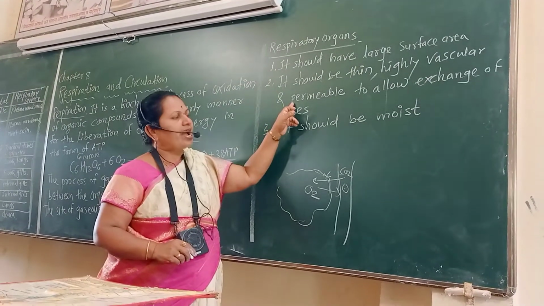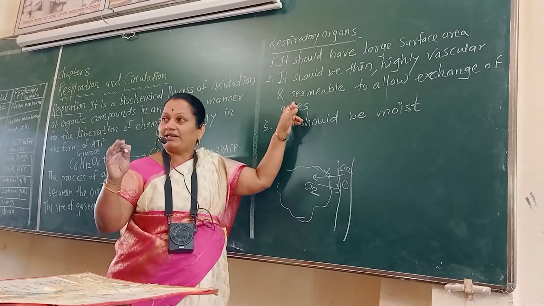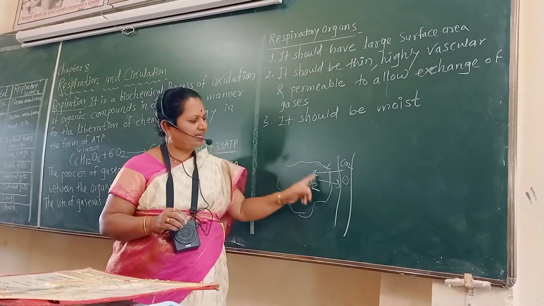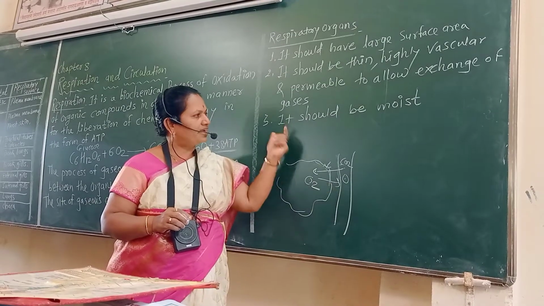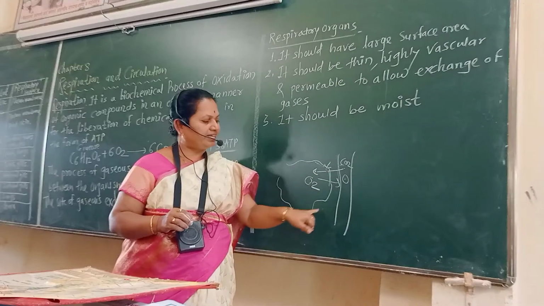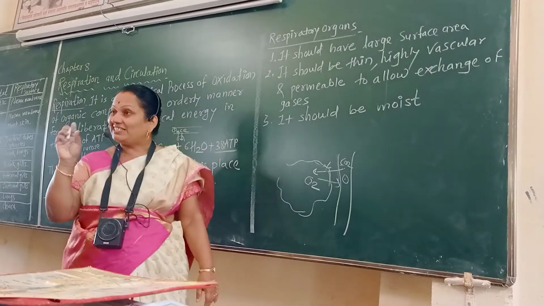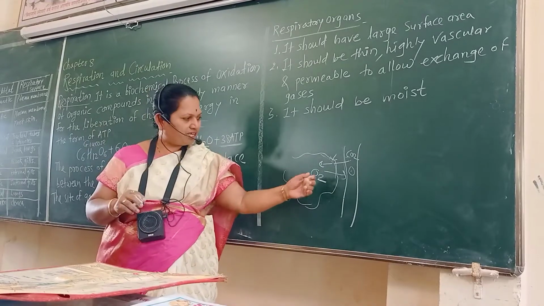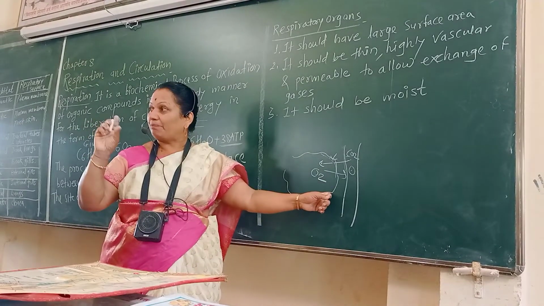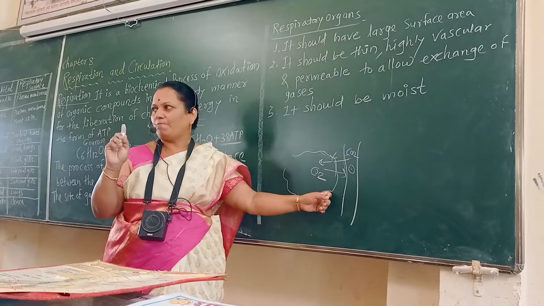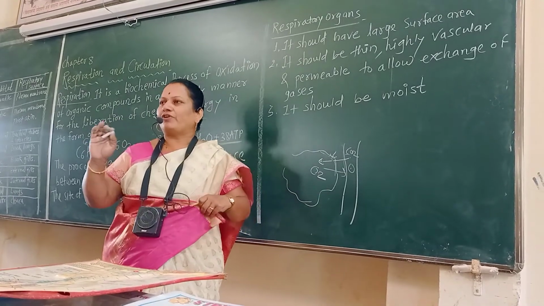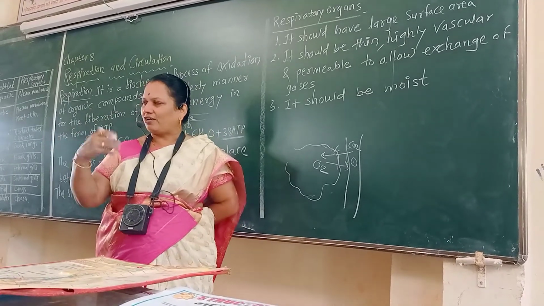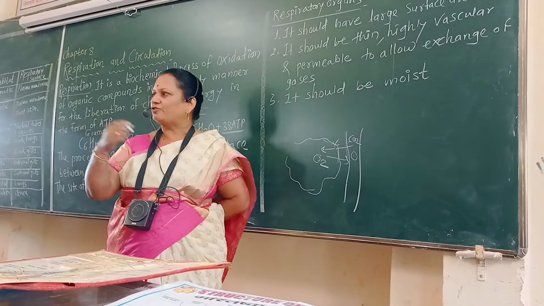It should be thin and highly vascular. What is meant by vascular? Rich blood supply, that is vascular. It should be permeable to allow the exchange of gases, and it should be moist. So the respiratory area is moist. Why? Oxygen dissolves into the water molecules, therefore the respiratory surface should be moist. For example, frogs respire with the help of moist skin in the water, and on land the frog respires with the help of lungs.